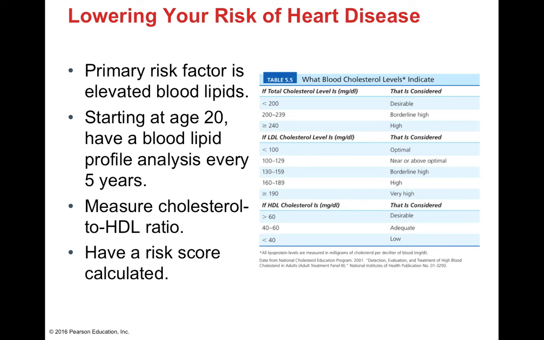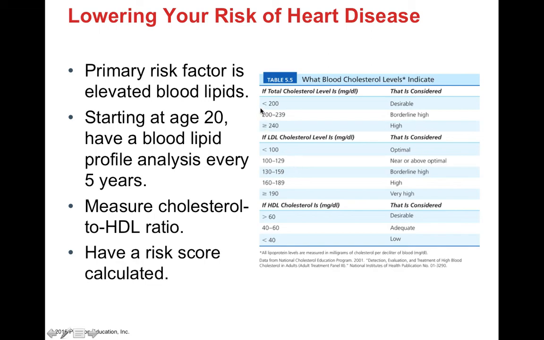Now, to lower your risk of heart disease, you want to make sure you're lowering your blood lipids. Your primary risk factor is the concentration of lipids in the blood. Most adults starting at age 20 are supposed to have a lipid analysis profile done every 5 years, where they look at your cholesterol levels, your total, your LDL, and your HDL. That is used to calculate a risk score.